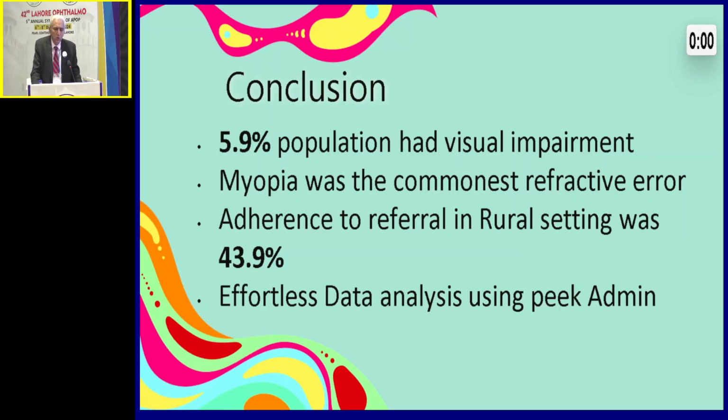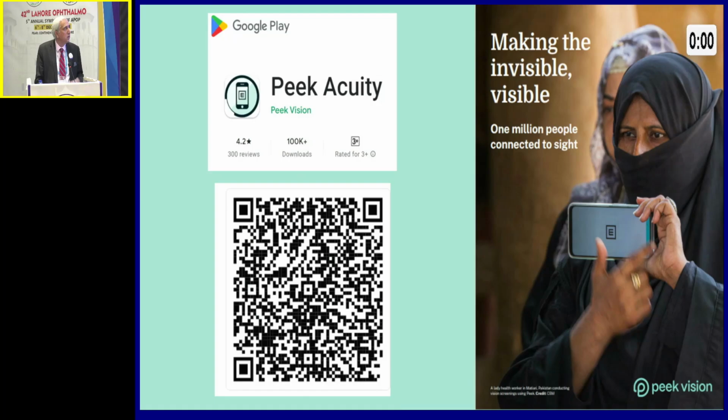So in conclusion, 5.9% had visual impairment, and myopia was the most common refractive error. And adherence to referral in rural settings was 43.9%. In order to get that adherence, a lot of effort was needed. Probably if you don't have that system, adherence to referral might be 10 to 20%. So that is the main effort, using the Peak technology.